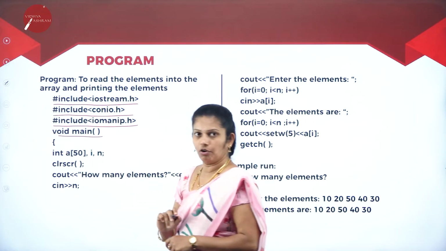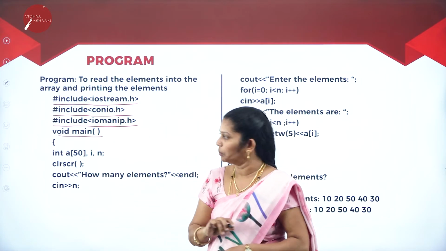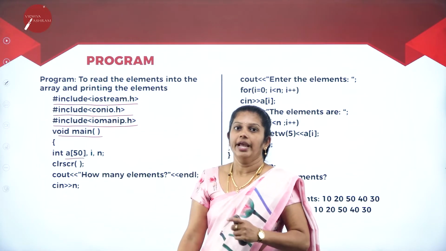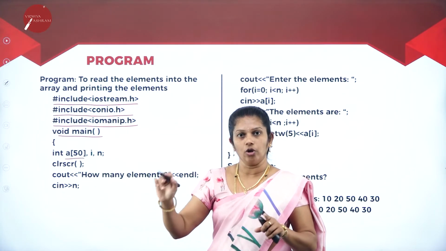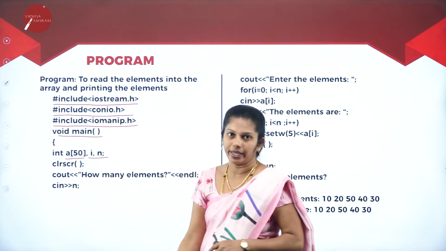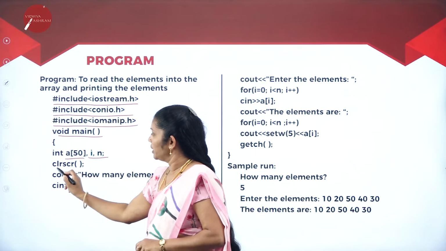Here we are opening the curly bracket. It means that now we are starting the main program. Here, int a[50] is given. It means that the compiler will allocate 50 memory spaces. Then i as well as n are the variables we declared. Then as usual, clrscr.